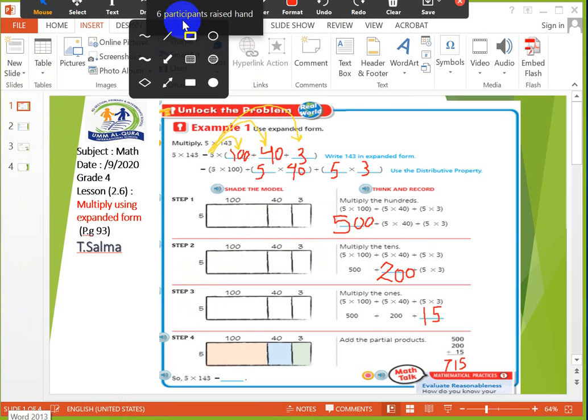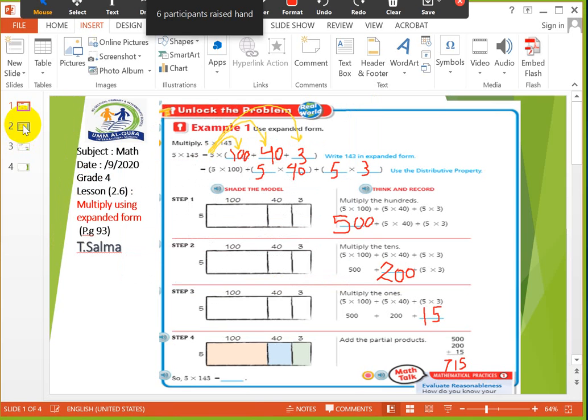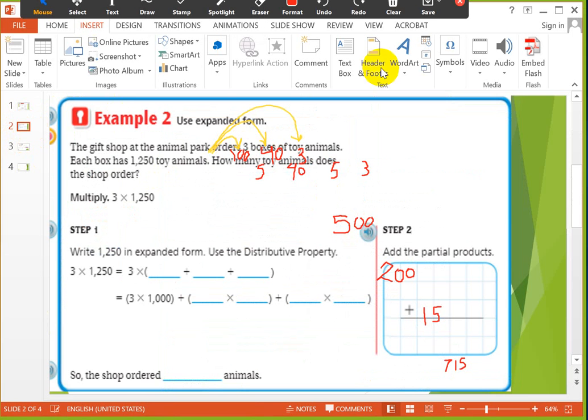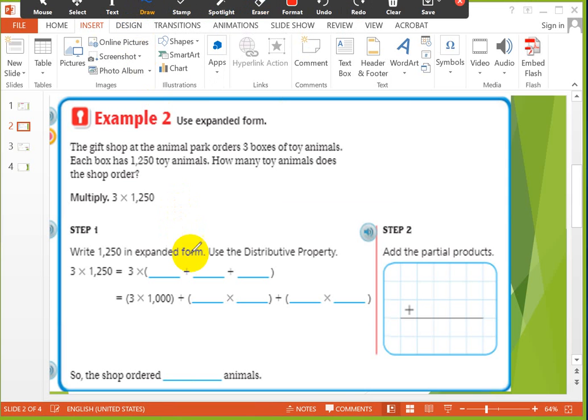Now we will move to page 94. Open page 94. Now look at this example. I will use the place or the expanded form to find here the answer. So let's use the expanded form. Okay, Noura, you can follow me. Now you will understand. Okay, dear?